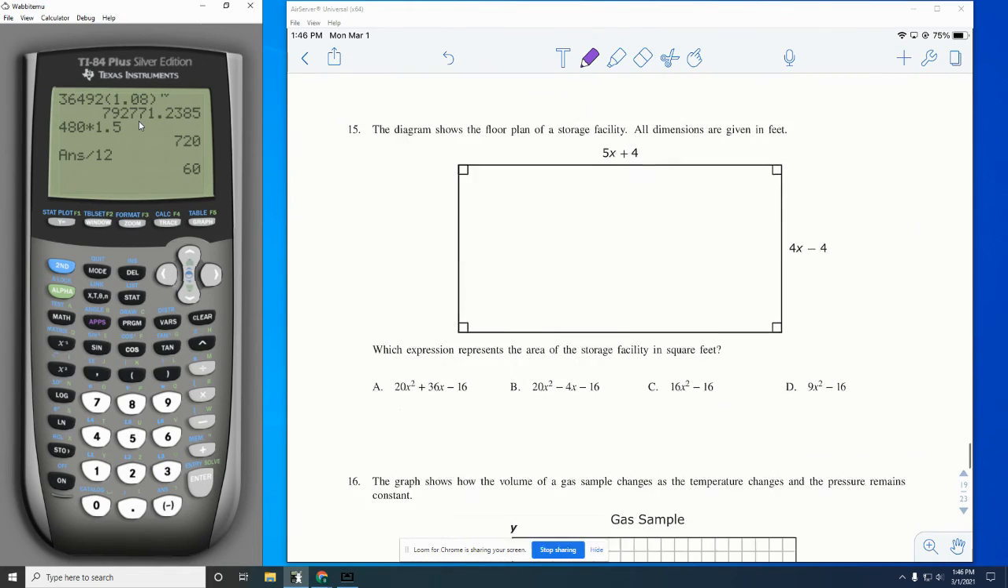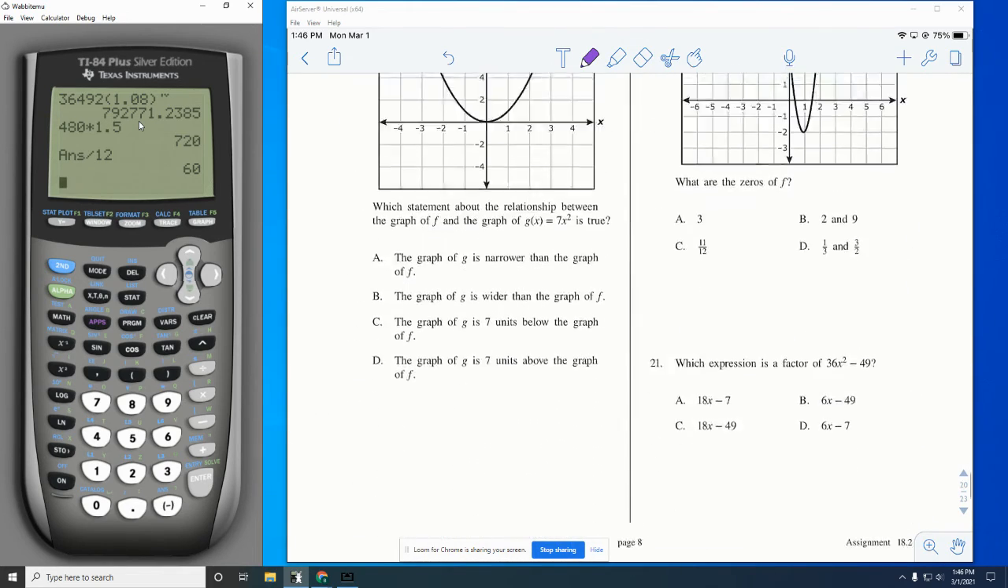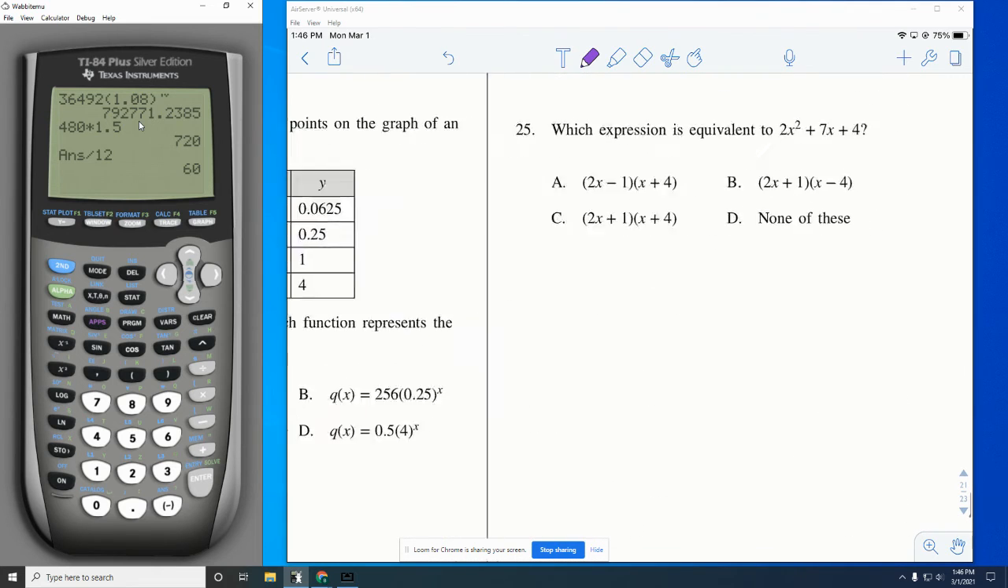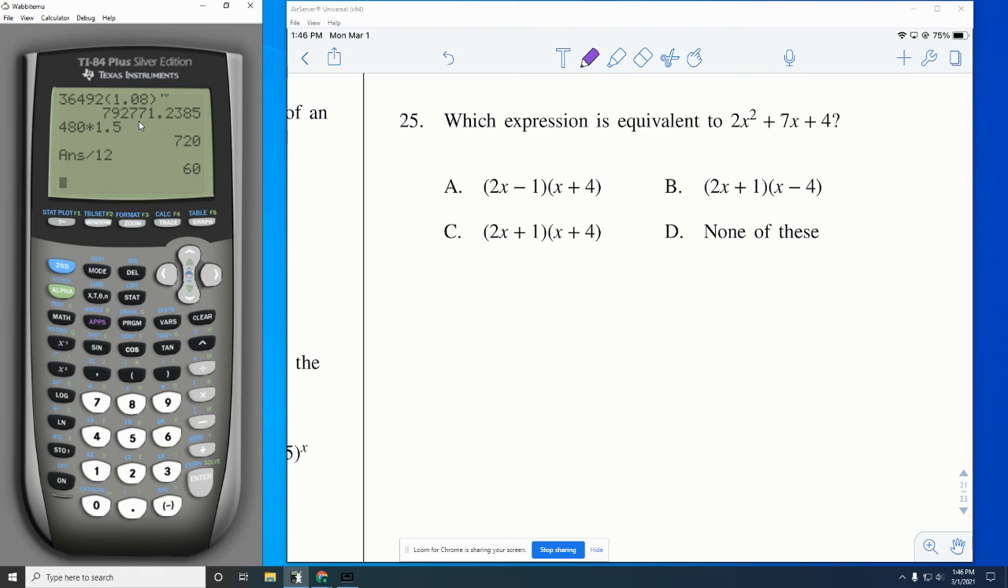And the last one we're going to go through is number 25. So go all the way to the last page for this one. That's going to be page 9. And they ask me which expression is equivalent to 2x squared plus 7x plus 4. So with this one, you can kind of go two ways with it. If you want to work forward, totally fine. If you want to factor, totally fine.